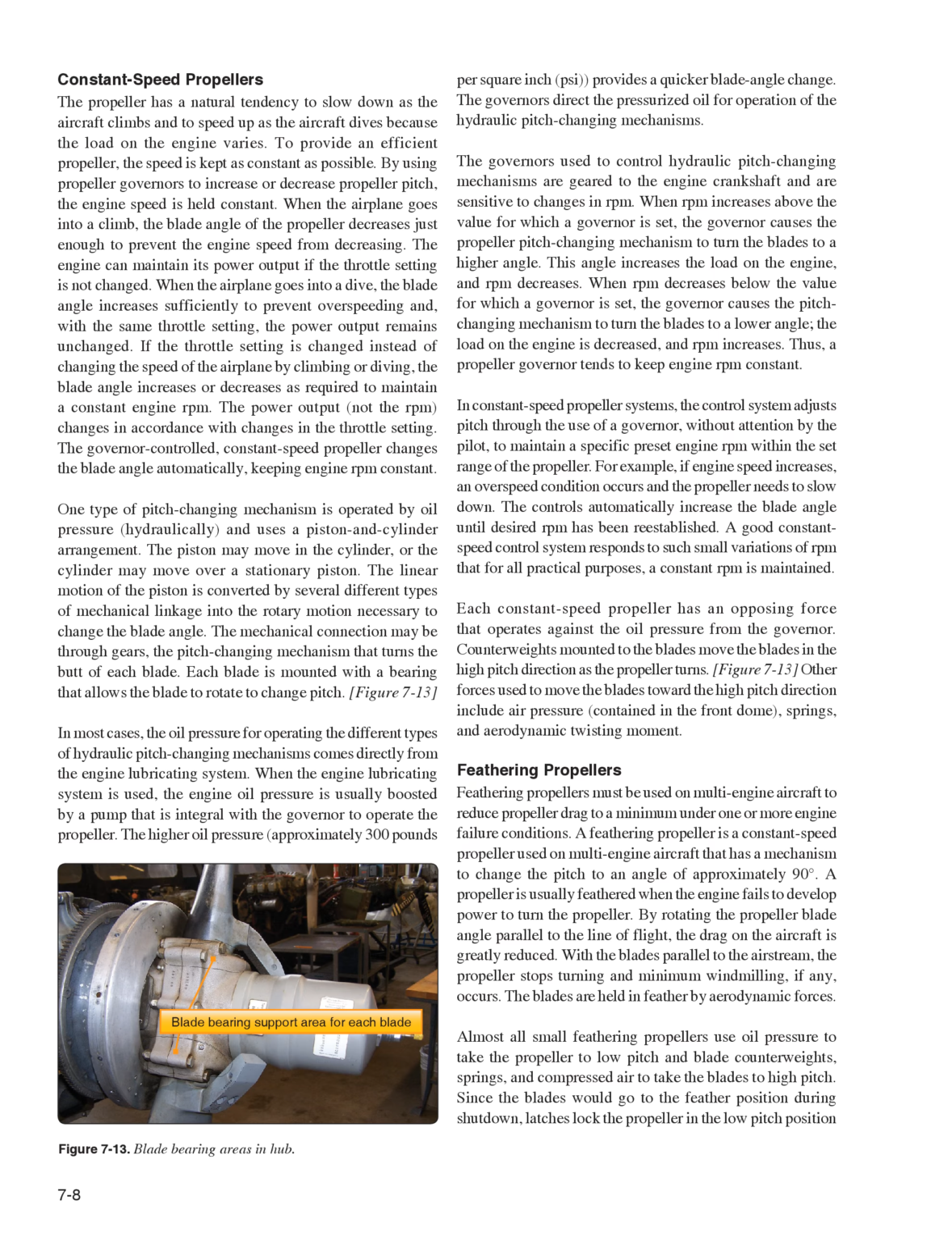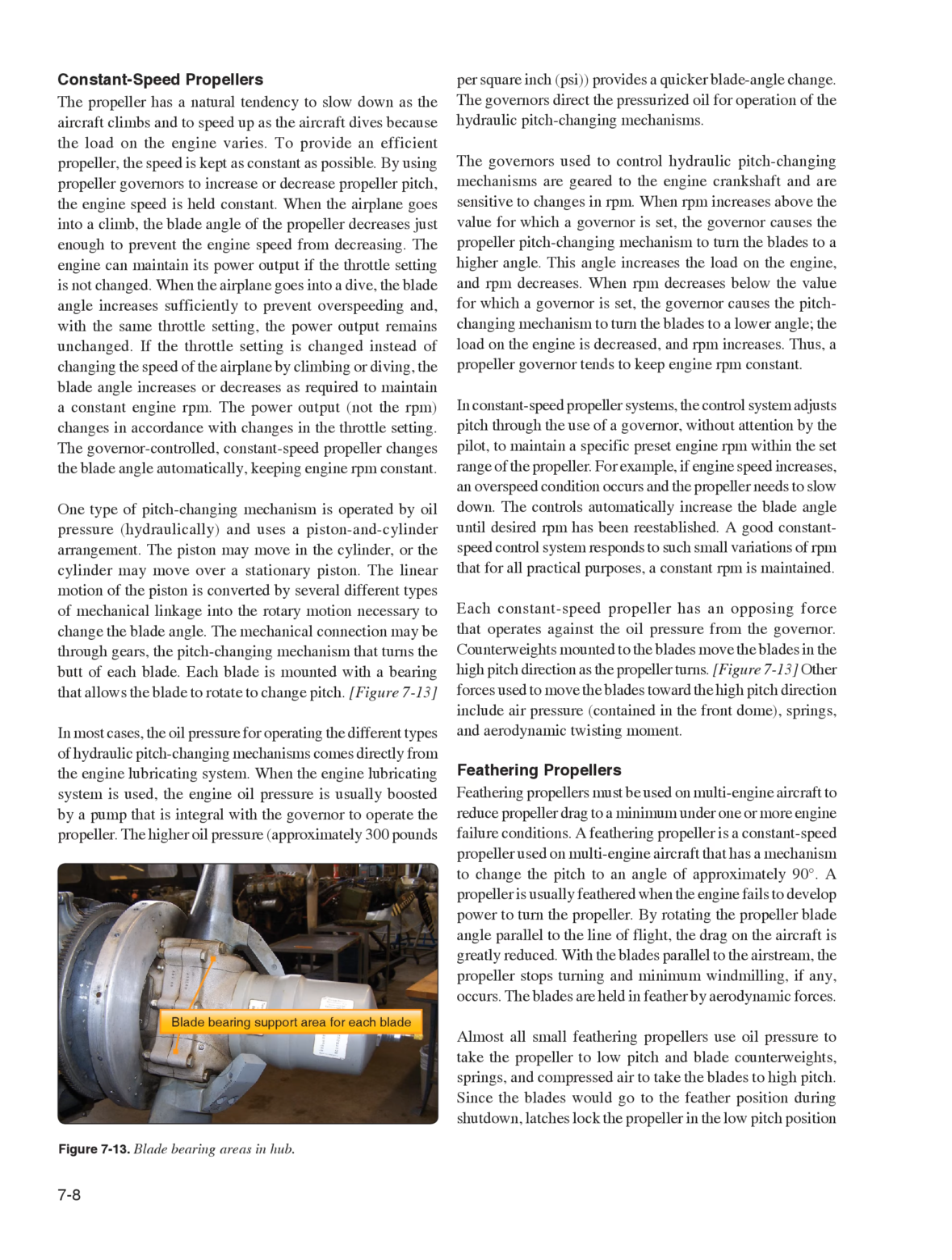In constant-speed propeller systems, the control system adjusts pitch through the use of a governor, without attention by the pilot, to maintain a specific preset engine RPM within the set range of the propeller. For example, if engine speed increases, an overspeed condition occurs and the propeller needs to slow down.